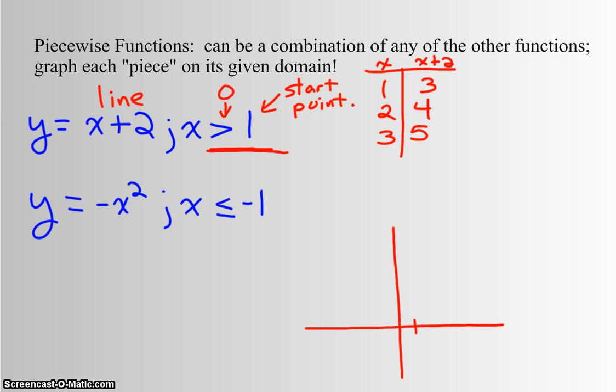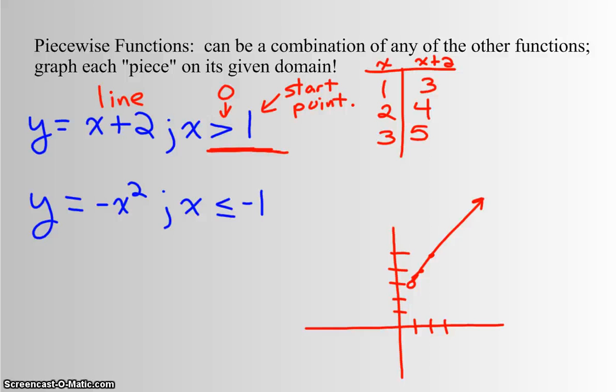So I start at 1, 3, and I have an open circle. 2, 4, and it's a dot. 3, 5, and it's a dot. Now remember, everything in between here is still good. So 1.1 plus 2 is 3.1, and so on. So all of those points are connected. I end up with a straight line that looks like that, has an open circle to start with.